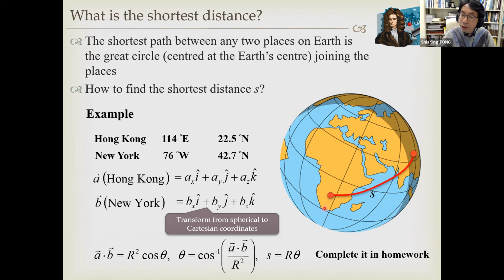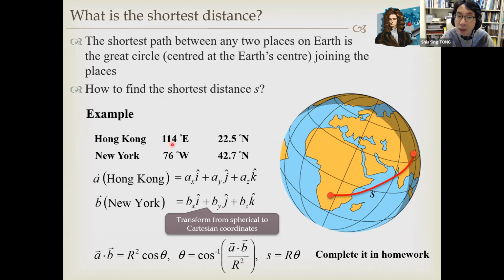And the big circle corresponds to a circle joining these two places, with the center of the circle coinciding with the center of the Earth. That is called a big circle. So how to find this arc length? That is the problem. How to find the shortest flying distance? But we already have learned how to find the Cartesian coordinate of Hong Kong and New York in terms of the spherical coordinate, right?